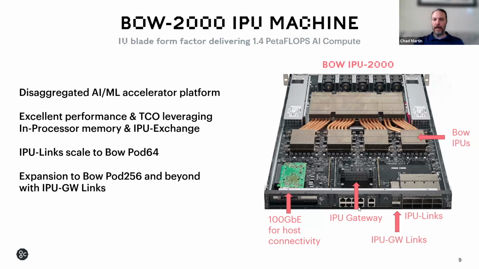Then I talked about the gateway chip, which is under this heatsink. There are also some IPU gateway links, right here, and that's how you connect between multiple racks. The IPU links over here are how all the BowPod2000s connect within a rack. When you're stringing multiple BowPod24s together, you would then use the gateway links to connect rack to rack. Okay, I think that's probably good on this one.